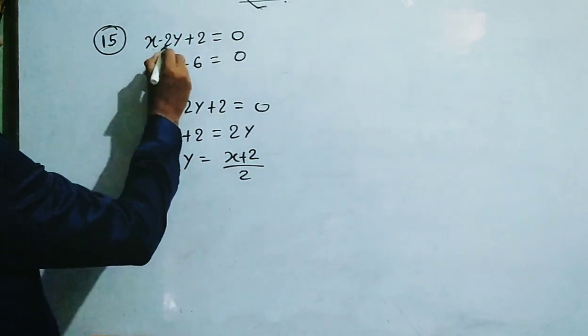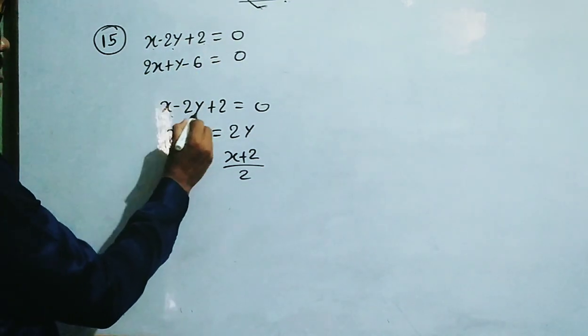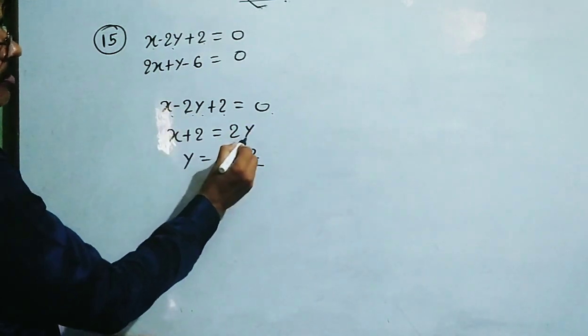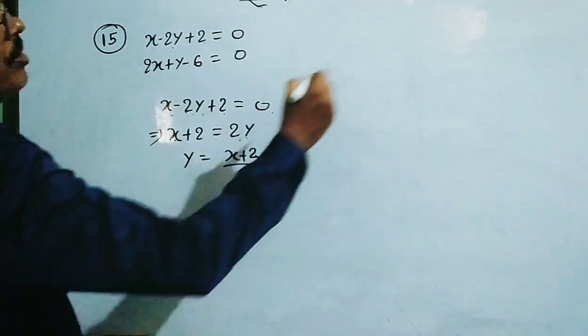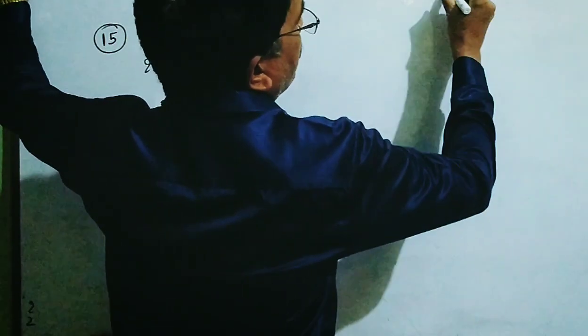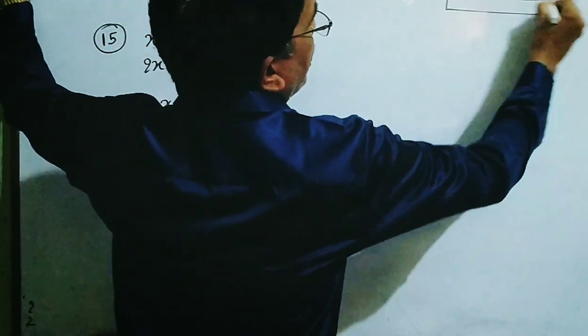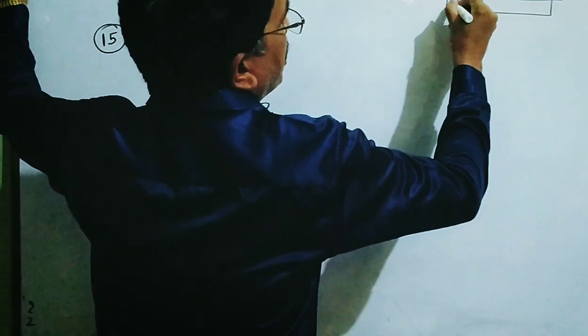Now you write here x minus 2y plus 2 is equal to 0. So what is the value of 2y? It is x plus 2. So y is equal to (x plus 2) by 2. First you draw a table and find a minimum of 3 values with the help of the equation. Here is x and here is y.